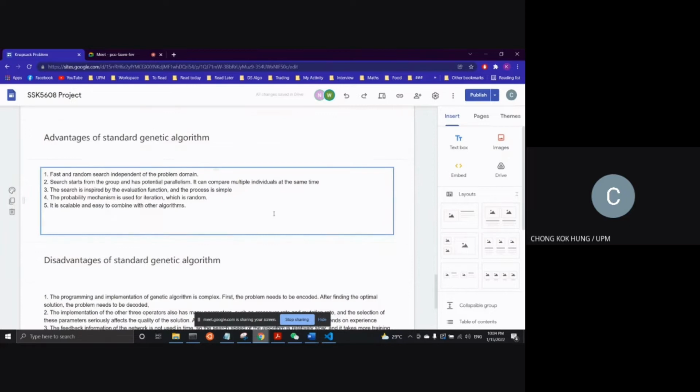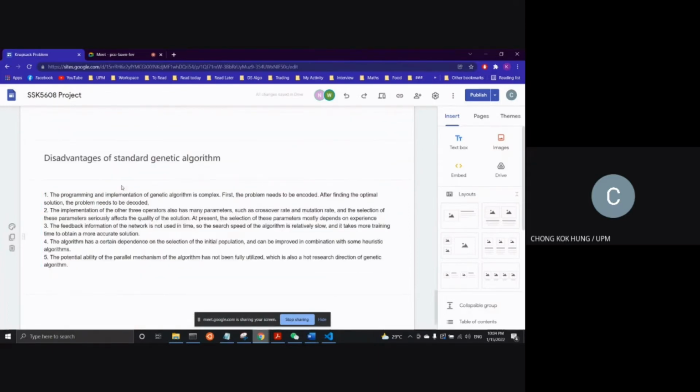There are a few advantages of using this algorithm. First, it is very fast. It is a fast and random search independent of the problem domain. Second, the search starts from a group and has potential parallelism. Third, it is inspired by the evaluation function and the process is simple. Fourth, the probability mechanism is used for iteration, which is random. And 5th, it is scalable and easy to combine with other algorithms.